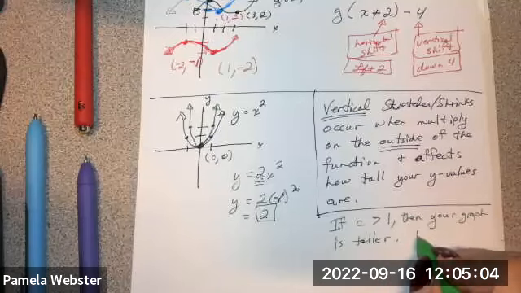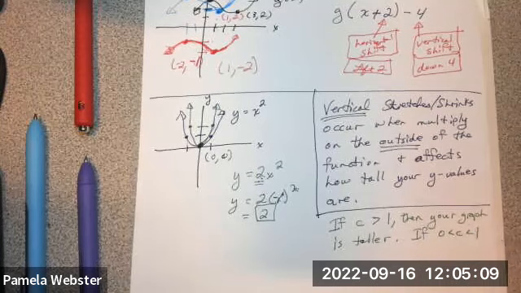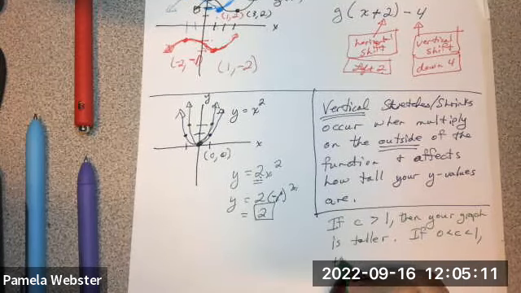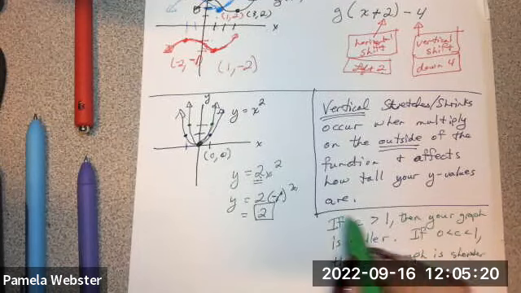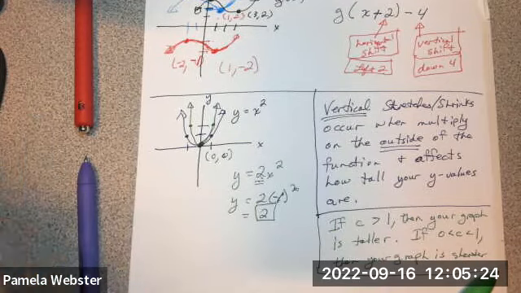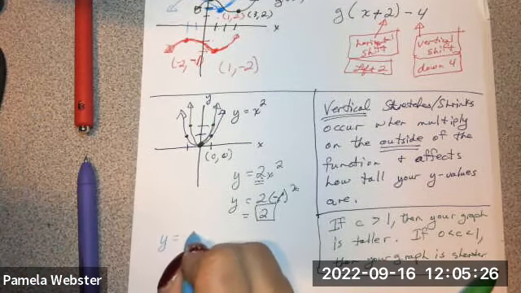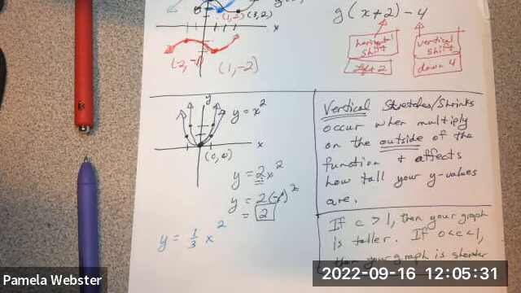Okay, and then they have if your C is between 0 and 1, then your graph is shorter. So let's just think about that. What do we think if we were talking about something that was y equals 1/3 x squared? Let's examine that. 1/3 is being multiplied, so this is going to be a stretch or a shrink, okay?